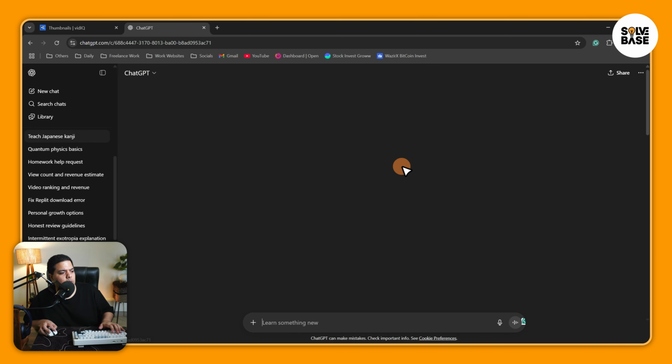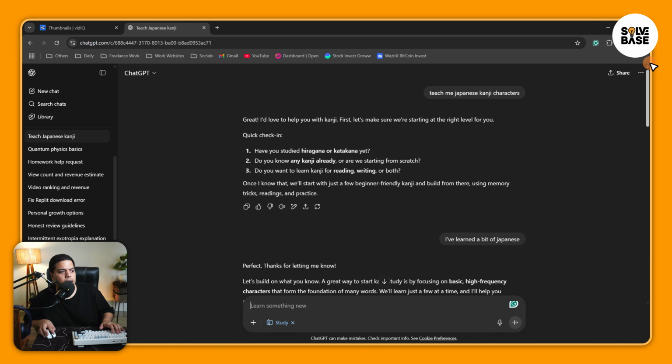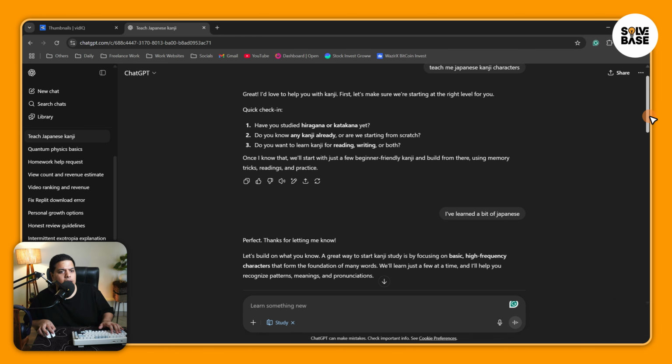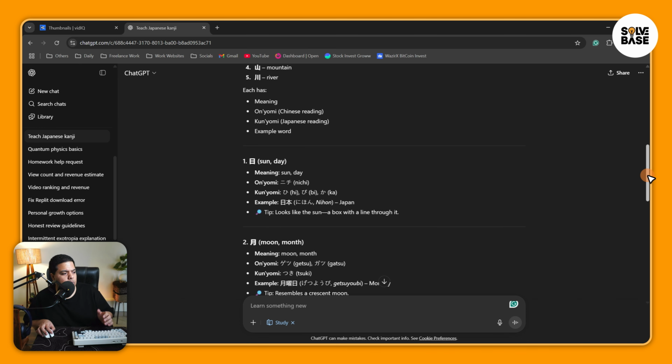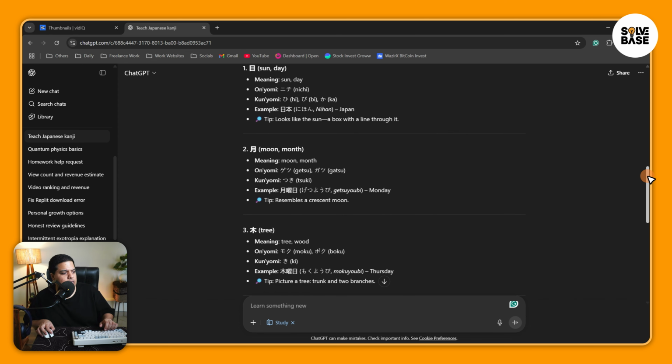I also tried one more, which is kanji. So I wanted to learn about Japanese kanji characters. So I said, okay, I've learned a bit of Japanese. So it just said, okay, today's goal, learn 5 basic kanji characters. And this is what it says you'll learn. Each has a meaning, onyomi, which is Chinese reading, and kunyomi, which is Japanese reading, example word. So there you go. It has given us all this.